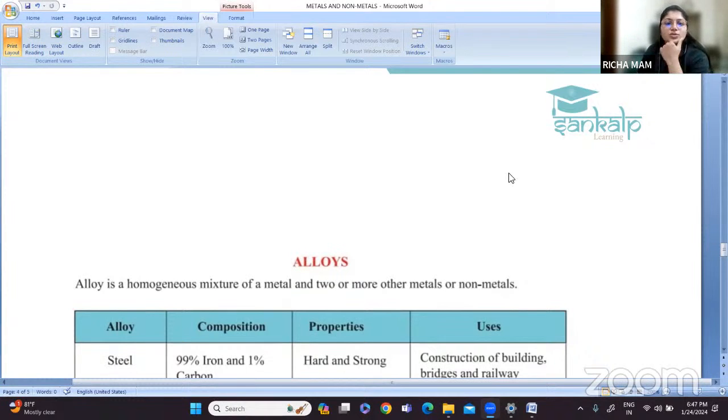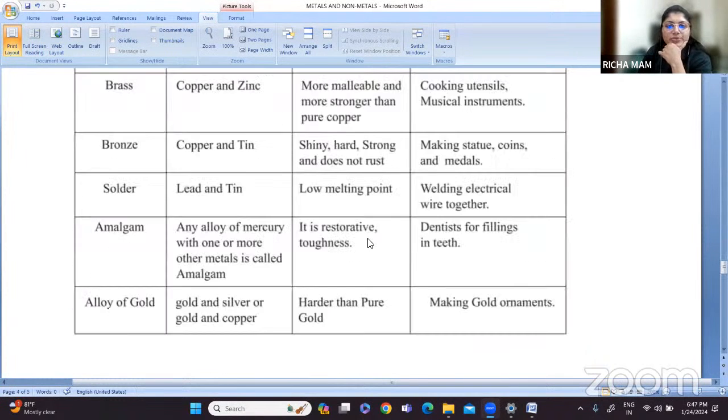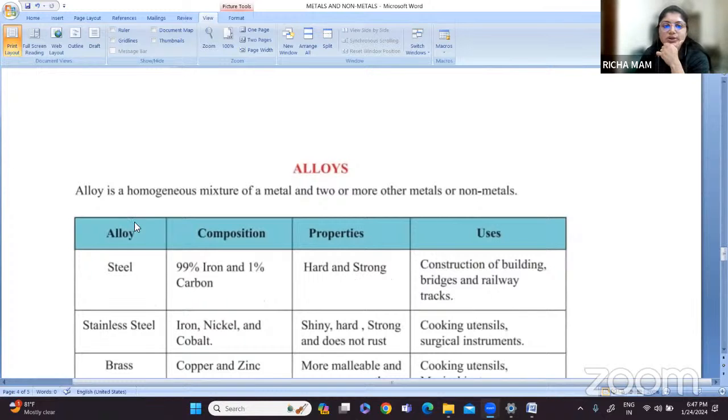Fine. So next is alloys. What do you mean by alloy? As we have discussed, an alloy is a homogeneous mixture of metals and two or more other metals or non-metals. So these are some of the alloys.